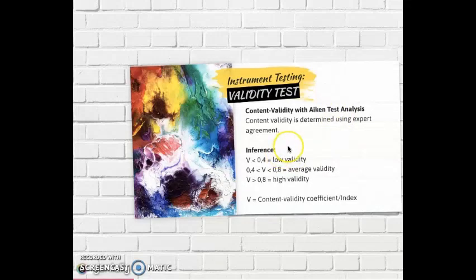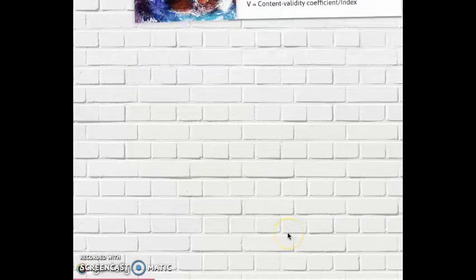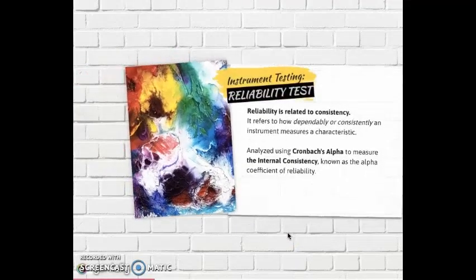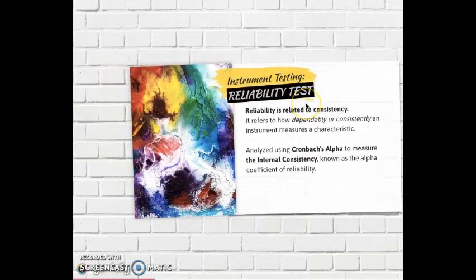Later, the expert judgments, which are presented in scores, are analyzed using the Aiken test analysis. Your instrument is considered valid if the item's content validity coefficient, which is symbolized as V, belongs to the average validity, which should be at least 0.4. So every item is considered valid if the V score is at least 0.4.